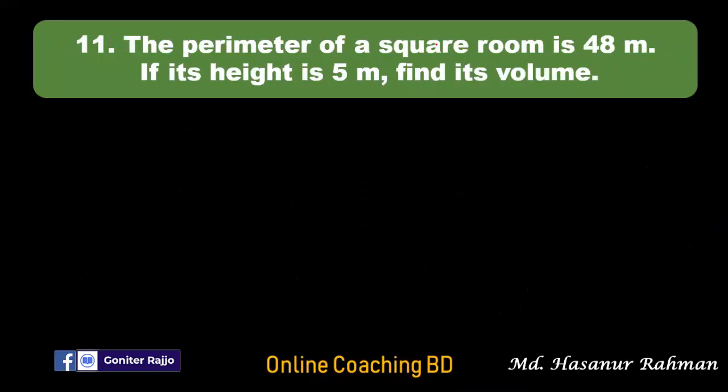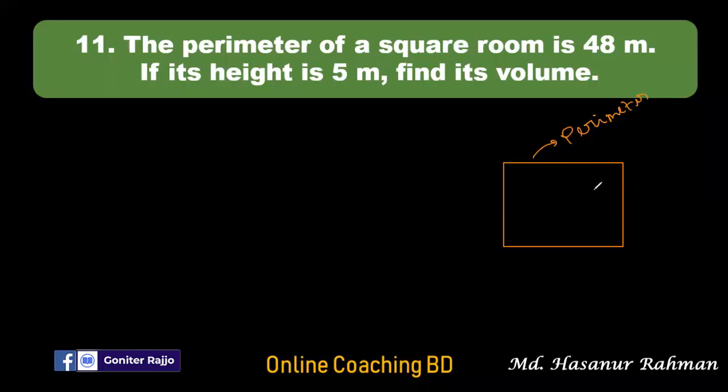Now, number 11. Number 11 says the perimeter of a square room is 48 meter. If its height is 5 meter, find its volume. So what does perimeter mean? Suppose this is a square room. I'm just showing the floor of this square room and the perimeter of this one is 48 meter. That means the boundary line. Perimeter means actually the boundary line. The yellow part is called the perimeter. And the perimeter is 48 meter.